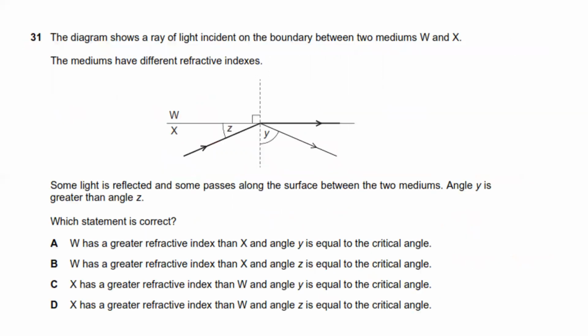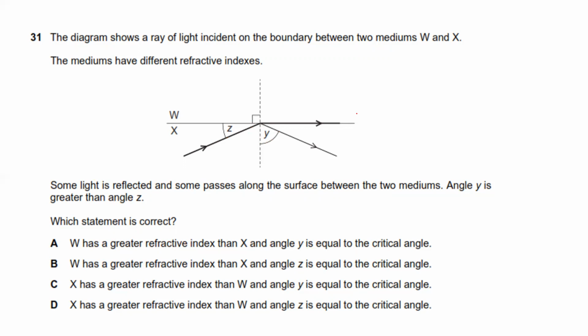Next question, question 31. It says the diagram shows a ray of light incident on the boundary between two mediums W and X. The mediums have different refractive indices. Some light is reflected and some passes along the surface between the two mediums. The angle Y is larger than angle Z. Which statement is correct? W has greater index than X, and angle Y is equal to the critical angle.